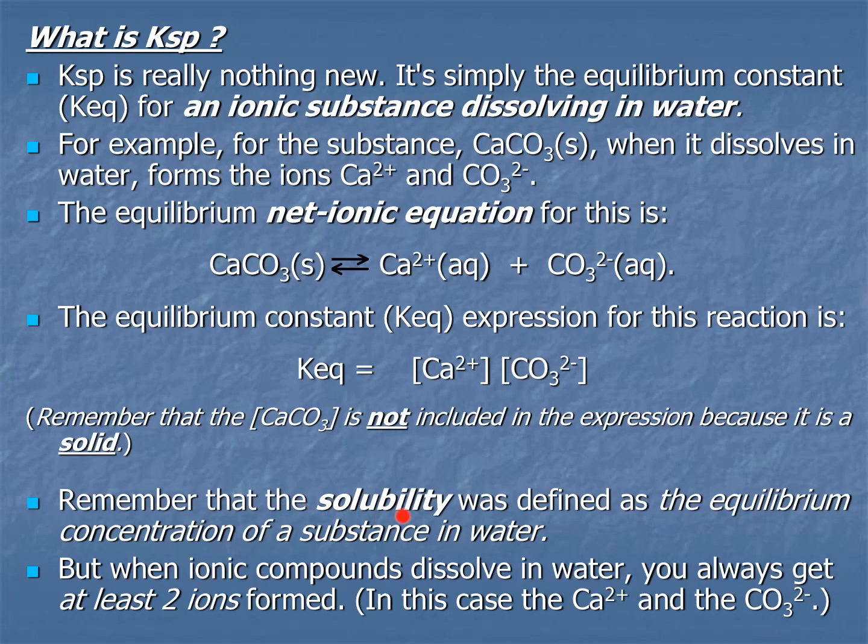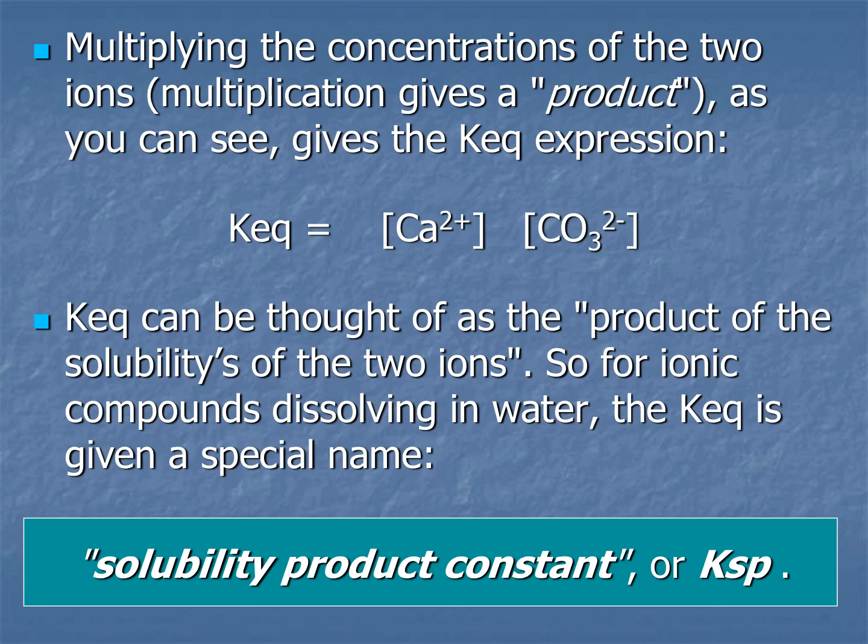So remember that the solubility was defined as the equilibrium concentration of a substance in water. But when ionic compounds dissolve in water, you're always going to get at least 2 ions. So in this case, calcium and carbonate. So if we plug our concentrations into our Keq expression, that would give us a constant for the solubility of these ions. In other words, Keq can be thought of as the product of the solubility of the two ions. So for ionic compounds dissolving in water, the Keq is given the special name solubility product constant, or Ksp.